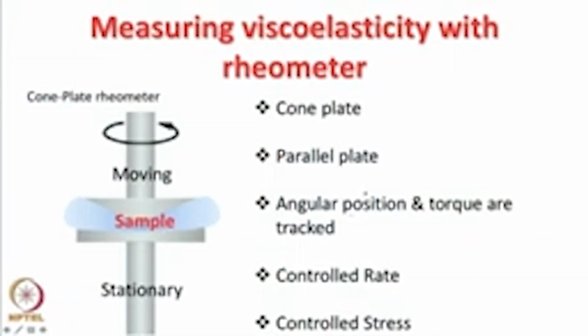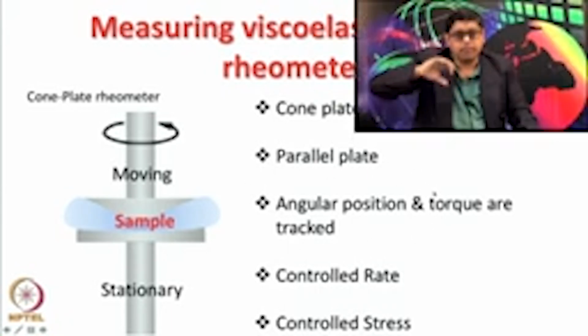For measuring G prime or G double prime, what is actually tracked is the angular position of this. You have some reference point, and as it rotates you track its angular position. The second thing that you can track is the torque that is being applied for rotating the sample at that given frequency.